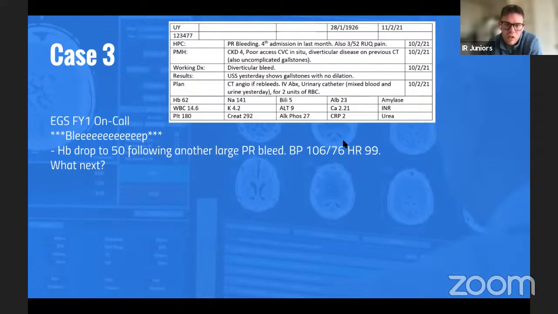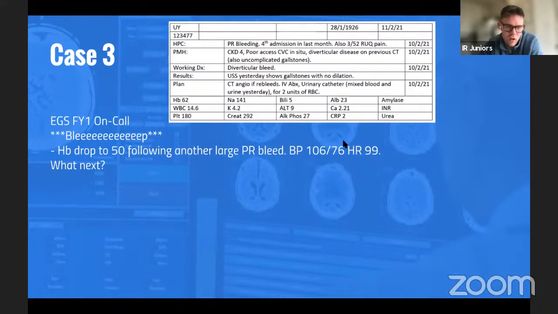So we've got a lady in her 90s who's come in with PR bleeding, and it's her fourth admission in the last month. She's got CKD 4, she's got a CVC, and diverticular bleeds is what they think is going on. Ultrasound yesterday, nothing. CT angio if she rebleeds. This case is to highlight the fact that we've got a lady here who's got a CKD of 4, so eGFR extremely low.